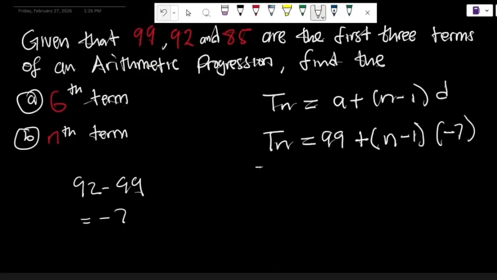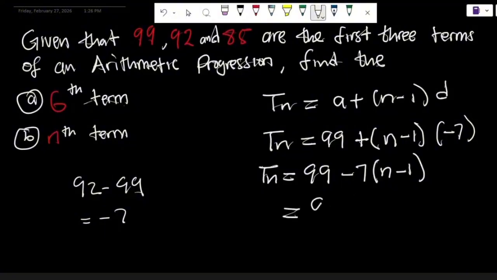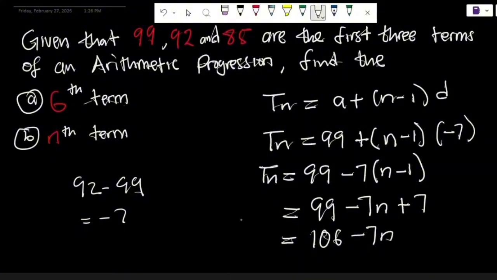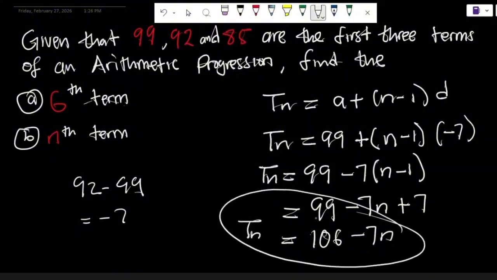So let's try to evaluate this. This is going to be 99, and we are going to put this negative 7 in front to make our job easier. Negative 7 multiplied by n is going to give us negative 7n, and negative 7 multiplied by negative 1 is going to give us positive 7. So 99 plus 7 is going to give us 106 minus 7n. And so this is the nth term.